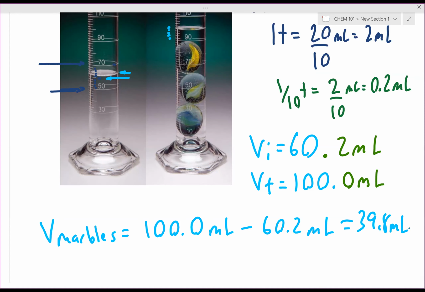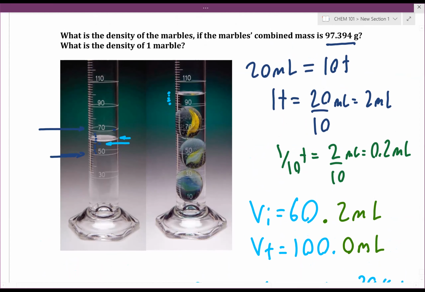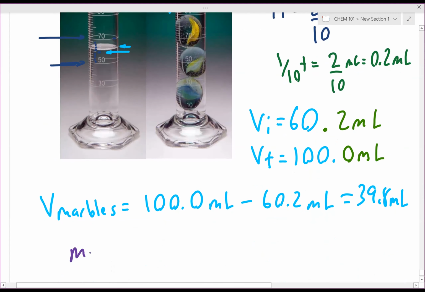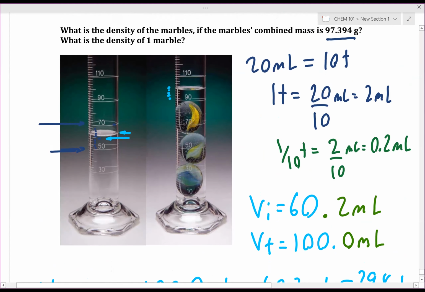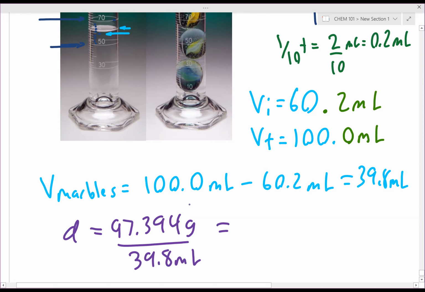Do we know the mass from the problem? Yes. So do we have enough information to calculate the density? Yes. So let's switch pen colors for that. Our mass is equal to 97.394. I'm going to have to zoom up just to make sure. That's why I always like to check my work. Grams, and then divided by our volume of 39.8 milliliters. So for our density, we have our mass over volume.